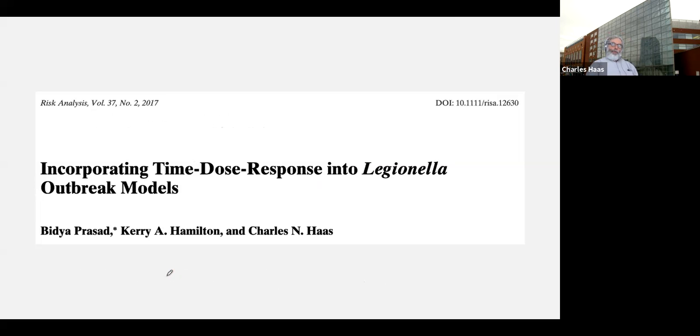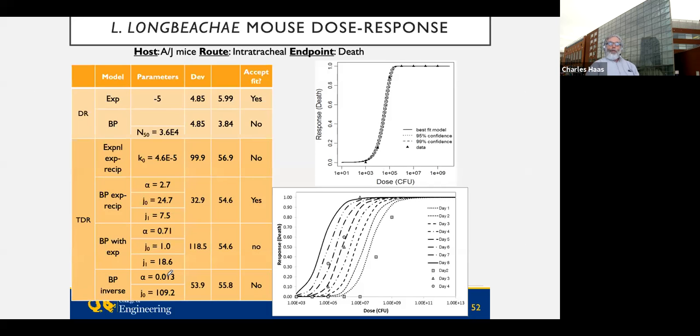More recently, I've had a student return to this problem, Dr. Bidya Prasad, who looked at a large number of other outbreaks with other organisms and ascertained whether or not these same dose response time models could be employed. I'll just give one of her data sets here because Legionella is another pathogen of great significance. She did a similar comparison with a strain of Legionella called Legionella longbeachae, and she found that the beta-Poisson inverse time dose response model gave a reasonable fit and is reported in this figure.